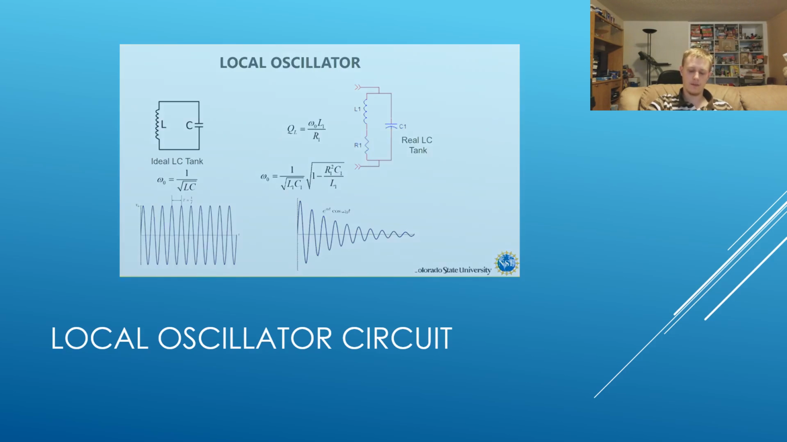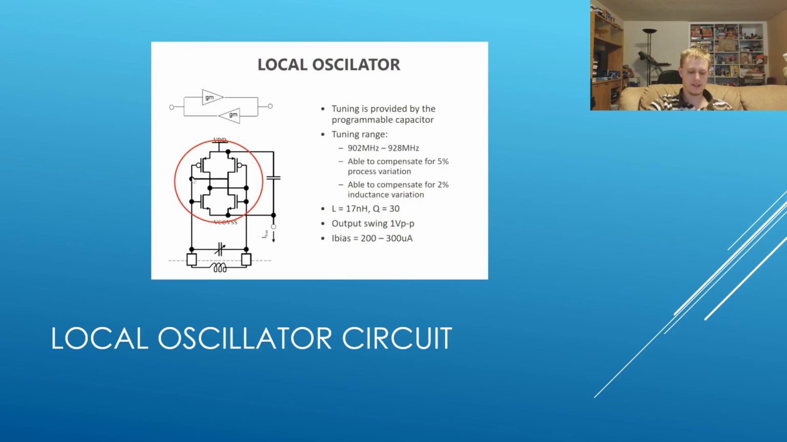Because the real LC tank dissipates energy, the tank needs to be refilled. The tank can be refilled with the transistor circuit circled in the figure. In order to change the bandwidth of a local oscillator, we can put multiple transistors and capacitors in parallel, where the transistors simply act as switches.